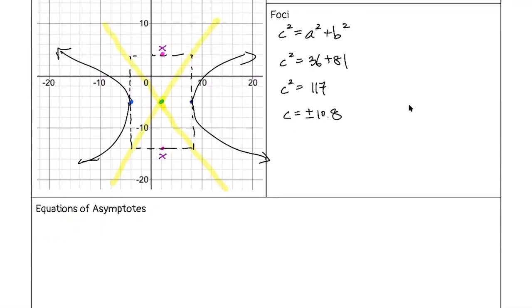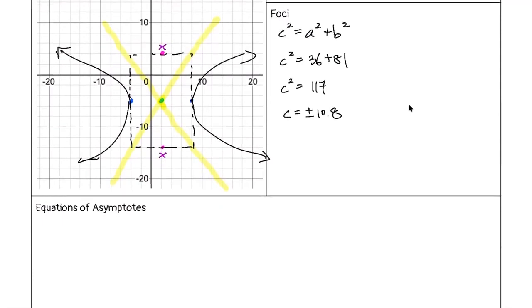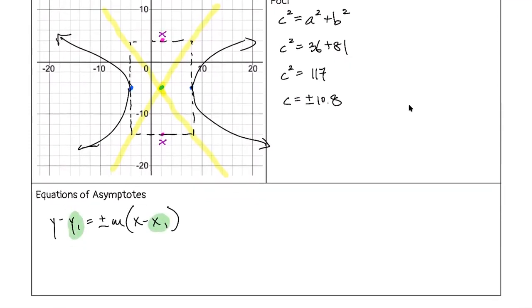Okay. And then our last piece of business, we have the equations of our asymptotes. And again, when we see that, we're thinking point-slope form. And we want to even include that plus or minus there so we don't do something silly like forget to write it later. That's always terrible, when you know something and you forget to write it. Okay, so y + 5 equals plus or minus, x - 2.